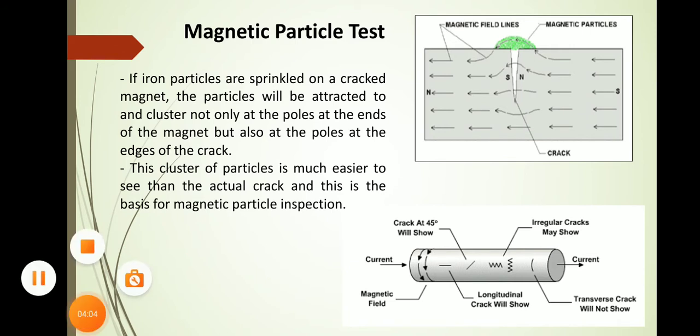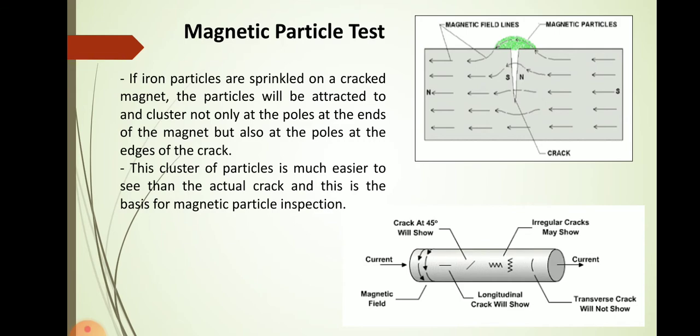This cluster of particles is much easier to see than the actual crack, and this is the basis of this magnetic particle test. Now through this magnetic particle test, as the magnetic field lines are parallel to the surface of this specimen, only the cracks which are perpendicular to the magnetic field lines can be detected, or the cracks which are at a 45 degree or less than 45 degree angle can also be detected. More than that angle we cannot detect the cracks. If any crack is exactly longitudinal to the surface, then that crack cannot be detected by this magnetic particle test. This is one of the drawbacks of this test.